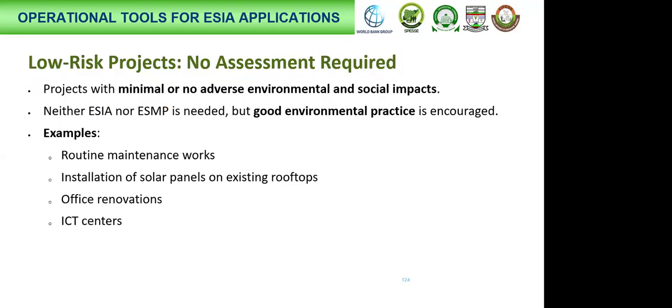So we look now at the low risk project. This one does not require any assessment. These projects have minimal or no adverse environmental and social impacts. So this does not require either ESIA or ESMP, but it is mandatory that you should have some good environmental practice. The examples include routine maintenance works, installation of solar panels on existing rooftops, office renovations, and then establishment of ICT centers.